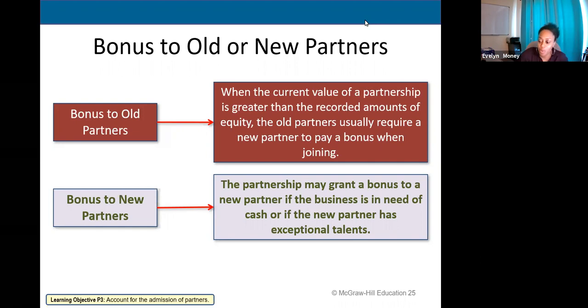So let me give you an example. Let's say that I had a partnership and it was my own basketball camp. I'm really short and I didn't make it to the NBA or even the WNBA. So I have a basketball camp.